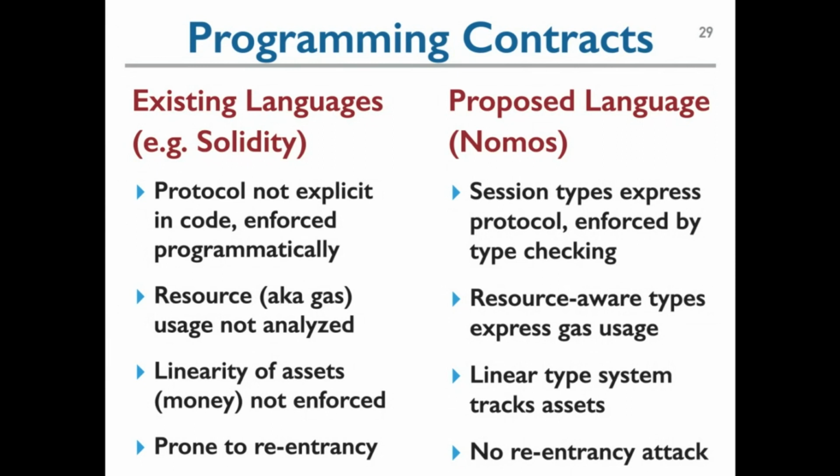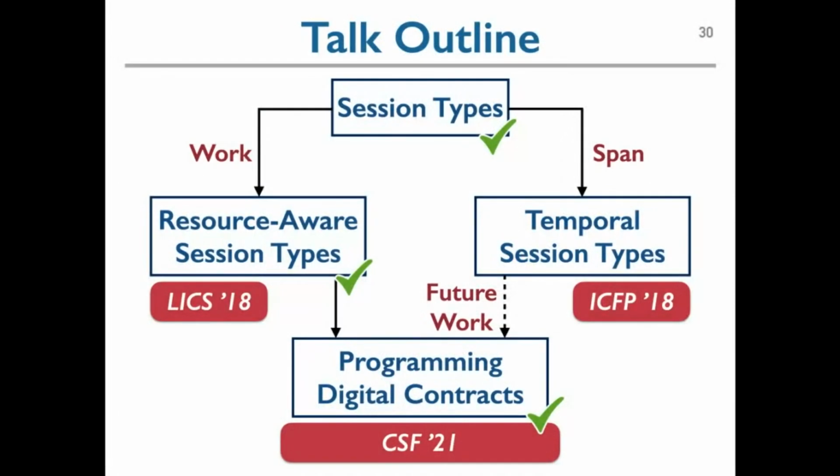Again, in Solidity, there is no support for analyzing resource usage, whereas in Nomos, there are these resource types which express the gas usage. In Solidity, there is no way to enforce linearity of assets, so the programmer has to carefully ensure it manually. Whereas in Nomos, there is a linear type system because session types are inherently linear. And so that can be used to track assets like money and Mona Lisa. And finally, Solidity contracts are prone to reentrancy attacks, whereas in Nomos, you cannot have any reentrancy. That's eliminated by design. So that's all I wanted to say about programming digital contracts.